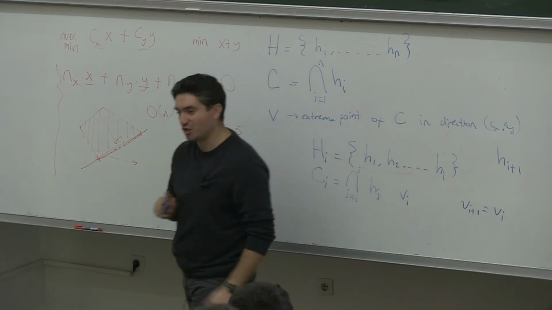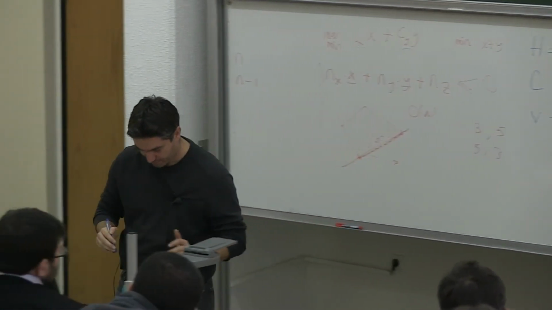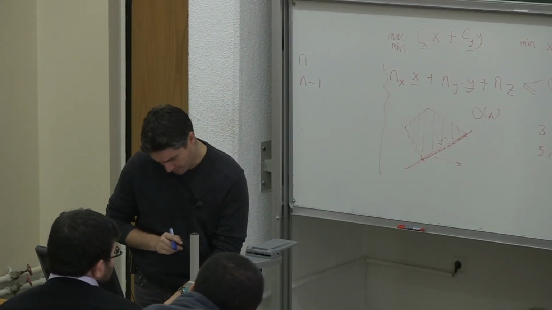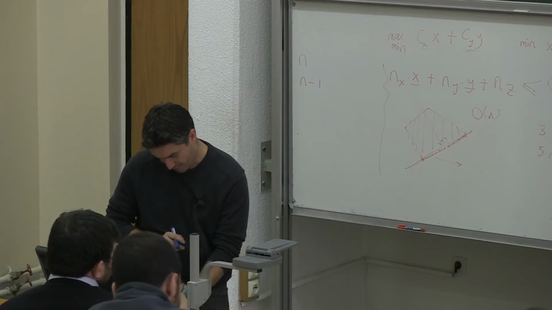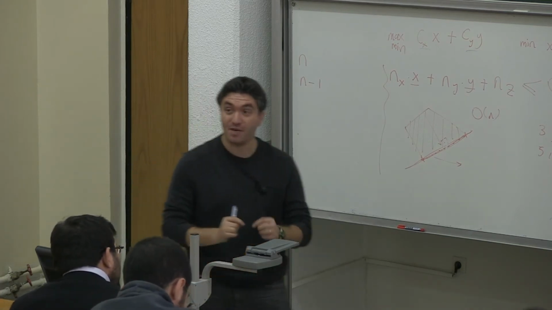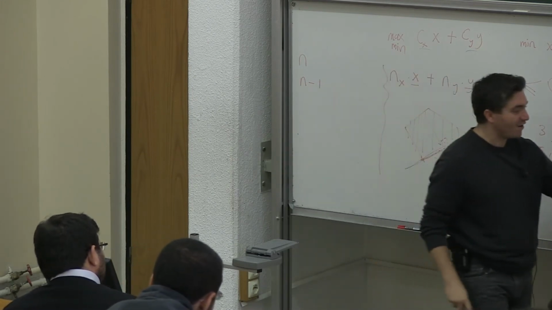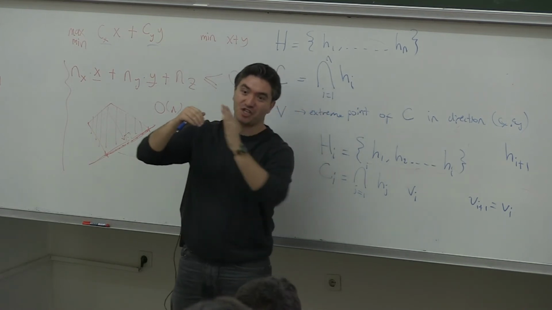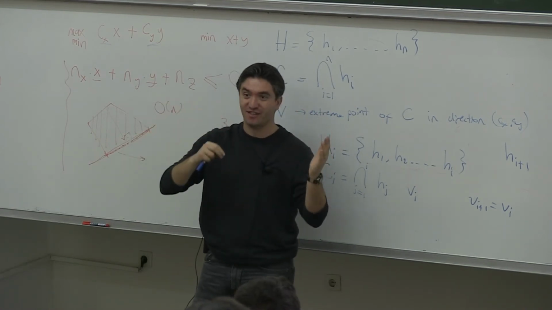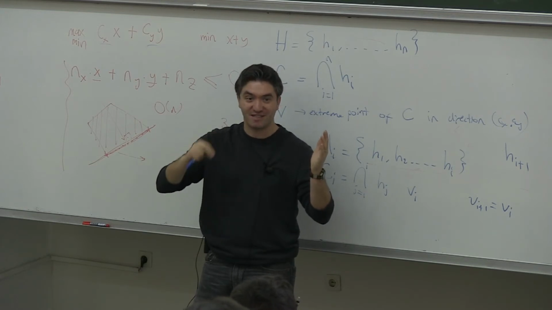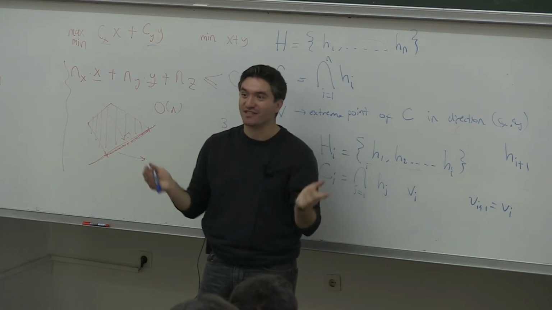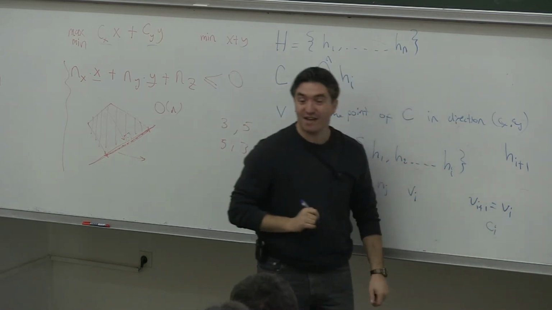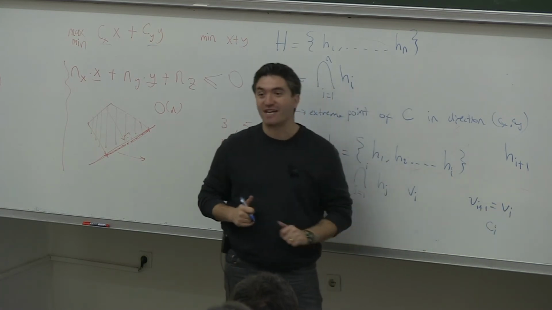If our previous extreme point is also lying in the feasible region of this half plane, it is still going to be an extreme point of the whole intersection, Ci plus 1. It's going to be an extreme point of the intersection as well.